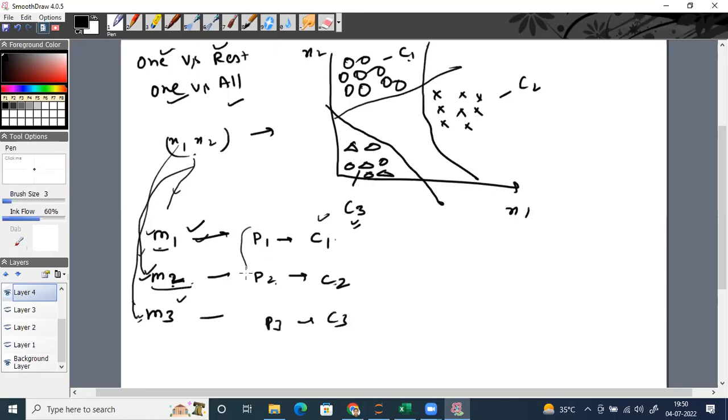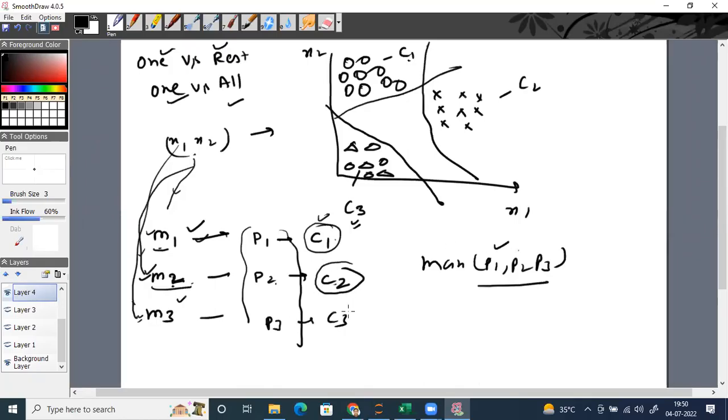Now we will check among these three which is the highest, or we'll pick max of P1, P2, P3. Suppose P1 is highest, so we'll say it belongs to class C1. If P2 is highest, it belongs to class C2. If P3 is highest, it belongs to class C3. Is it okay, everyone? Yes, sir. This is known as one versus rest or one versus all. Internally, it is doing only binary classification, two-class classification, but that is how it does it internally.